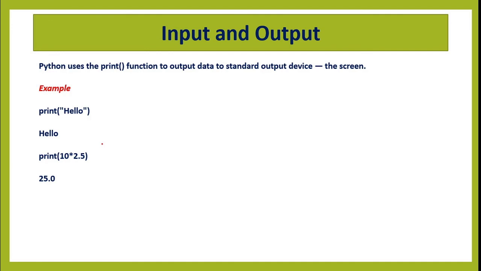The next one is the print function. Python uses the print function to output data to the standard output device. Simple examples: print("hello") prints hello. Then print(10*2.5), and the output is 25.0.